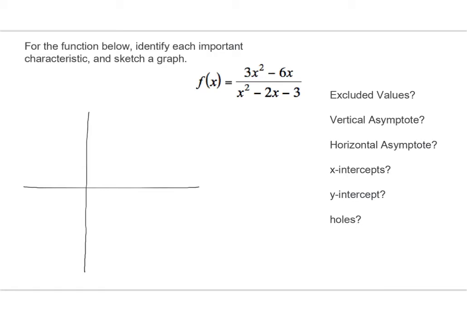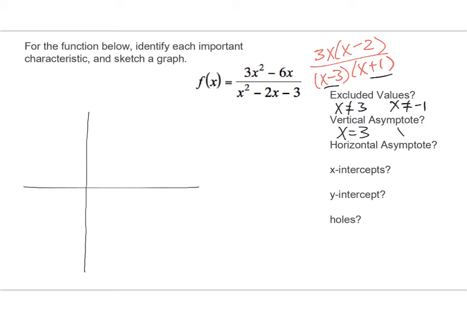Here we have some factorable stuff. The top is going to factor into 3x and x minus 2. The bottom is going to factor into, looks like x minus 3 and x plus 1. Nothing is going to cancel out, so we're going to have a whole bunch of stuff going on here. Excluded values, x cannot be 3 and x cannot be negative 1. Those are from my denominator. Neither of those cancel out, so those are both vertical asymptotes.